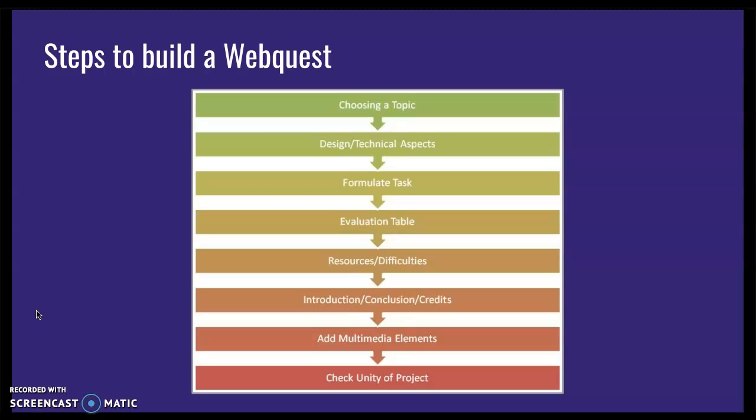Once you have that all figured out, now you can start to develop your resources. Start thinking about what you want to do. You'll provide an introduction and conclusion, which we'll talk more about in a moment. And then you're going to add multimedia elements. Now, this can be a wide variety of things that you implement or include. This could be, for instance, videos. This could be links to primary sources.